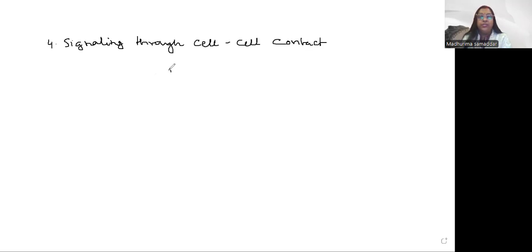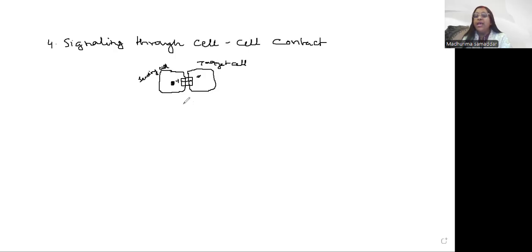So suppose this is a cell. Okay, this is one more cell. Okay, so these are the gap junctions, right? And this is the ligand or the molecule that will be going. So through this channel, it will go and it will come to this target cell. So this is the sending cell. And this is the target cell.